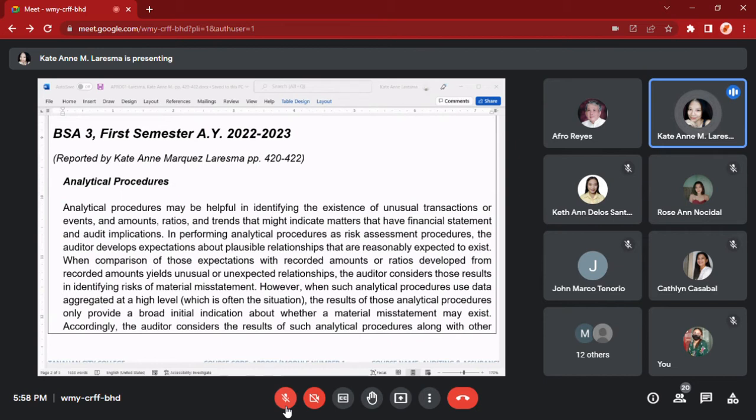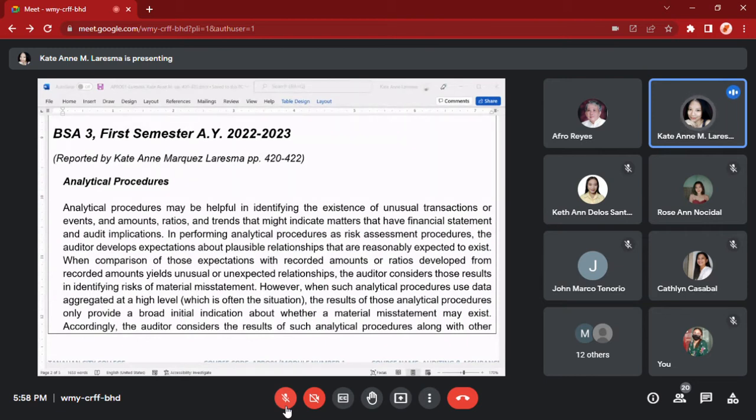Kasi nga ina-analyze natin ang plausible relationships ng mga bagay-bagay, kaya madali din mag-expect ng possible range of amounts, fluctuations, or whatever naman na possible mangyari. At kung meron niyang plausible relationship, madali din natin makikita kung may unusual transactions or amount nga. Like ano to, ano nangyari.